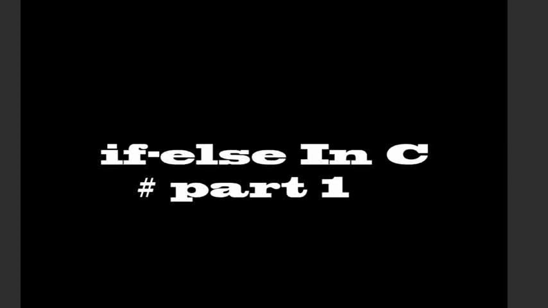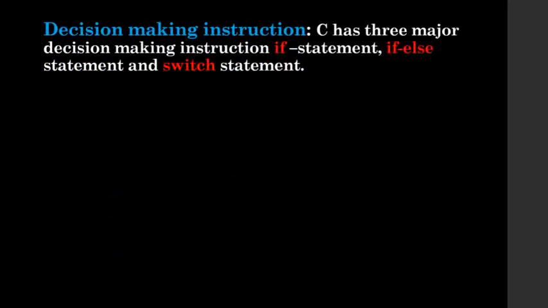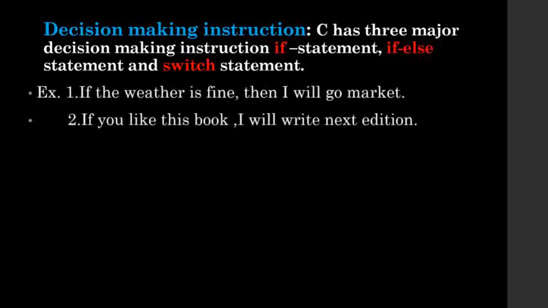So today I am going to talk about if-else in the C programming language, and this video is the first part of this discussion. So let's start. Decision making instructions. C has three major decision making instructions: if statement, if-else statement and switch statement. In this video I will talk about only the if-else statement, and in my upcoming video I will discuss the switch statement separately. Now we have two examples.